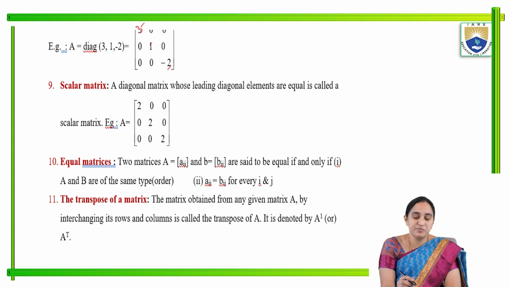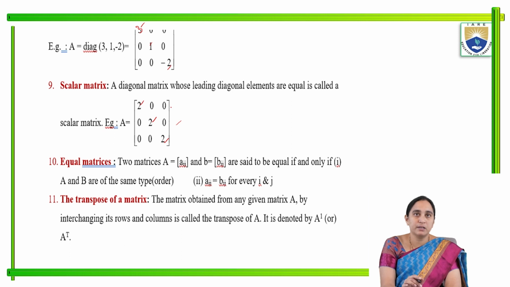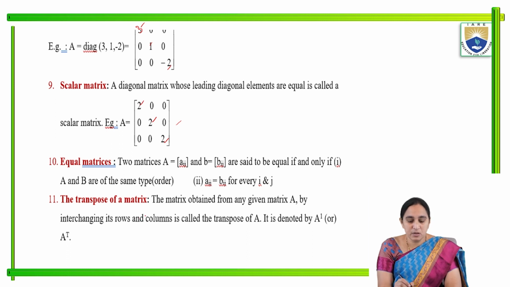Scalar matrix is very simple, similar to the unit matrix, but here the diagonal elements are all equal. That means either 2 or 3 or whatever it is, but the diagonal elements are equal and except the diagonal, the remaining are all zeros. That type of matrix is called a scalar matrix. Equal matrix. Two matrices Aij and Bij are said to be equal if and only if A and B are of the same type, and second condition, Aij equals Bij for every i and j.